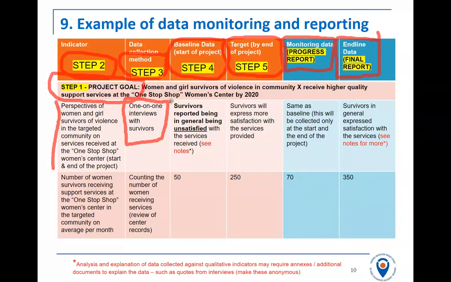The baseline, they talked to the survivors at the baseline, and they found that generally survivors of violence were very unsatisfied with the services. Now, there's probably a lot more information. If you read the notes section, I explain that for some indicators that might be asking for opinions, you might have an annex or a background document to unpack that further, but they've generalized the perspectives. So the baseline is that survivors are unsatisfied, and their target by the end of the project is that survivors are more satisfied. So it's quite simple.